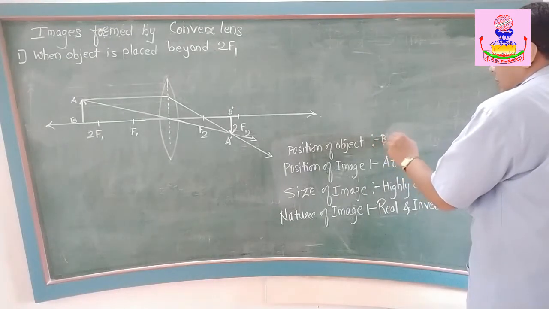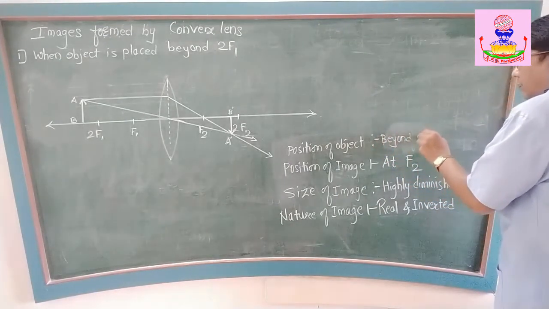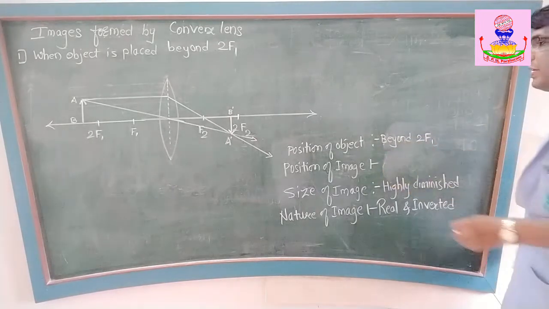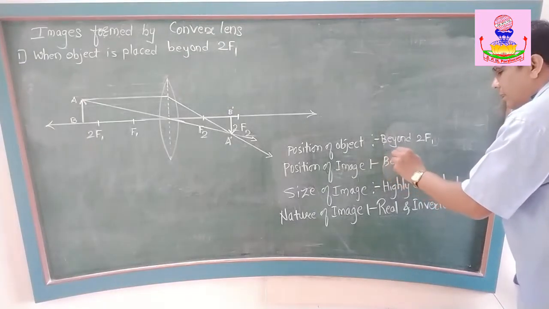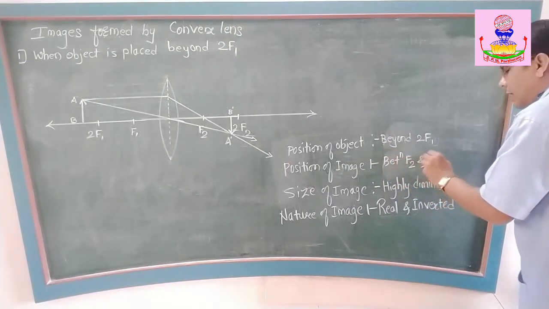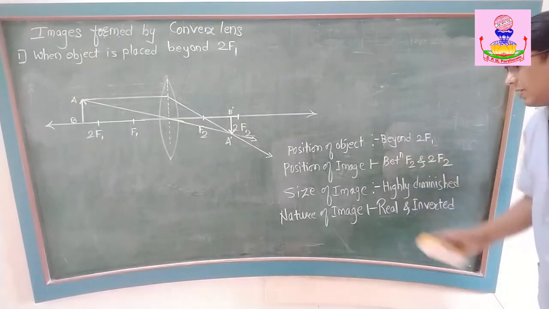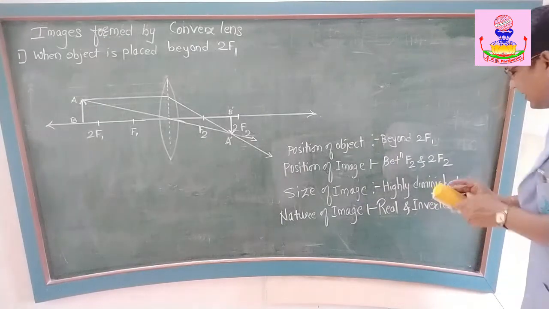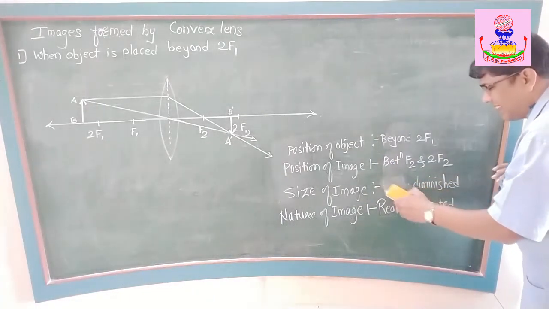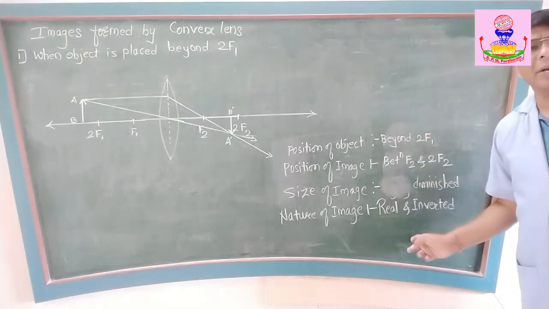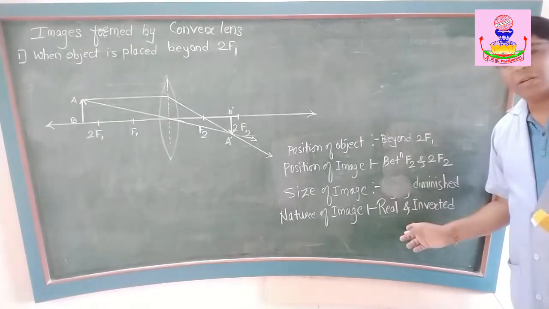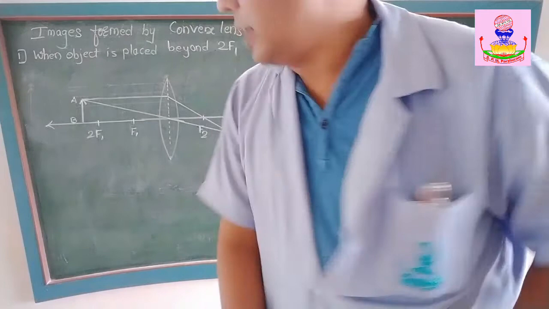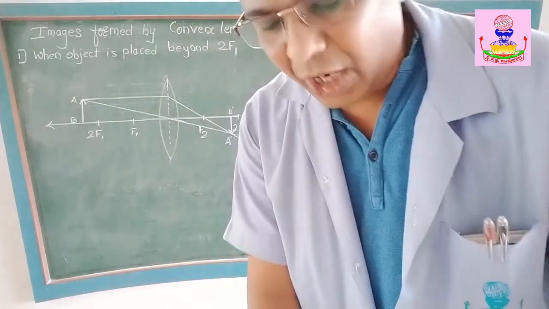Position of object: beyond 2f1. Position of image: between f2 and 2f2. Size of image, it's not very small, right? So it is diminished, not highly diminished. Nature of image, real and inverted. Okay? So this is the second case, when the object is placed beyond 2f1.